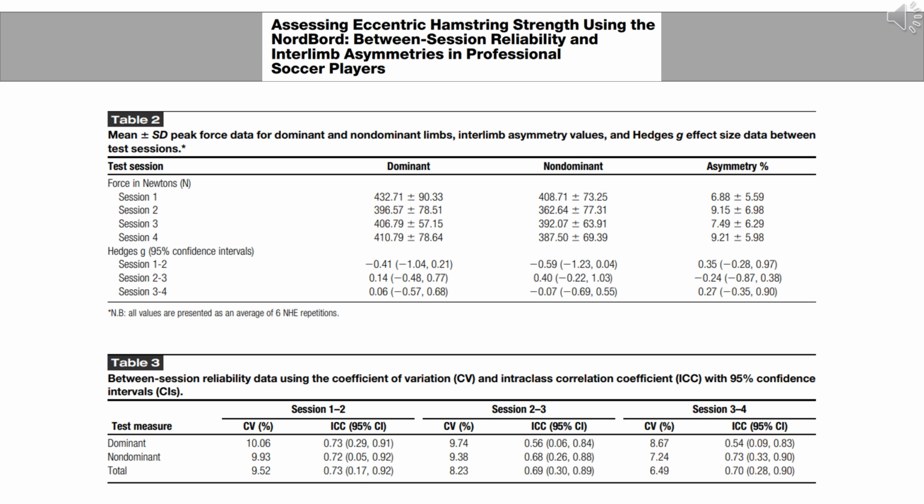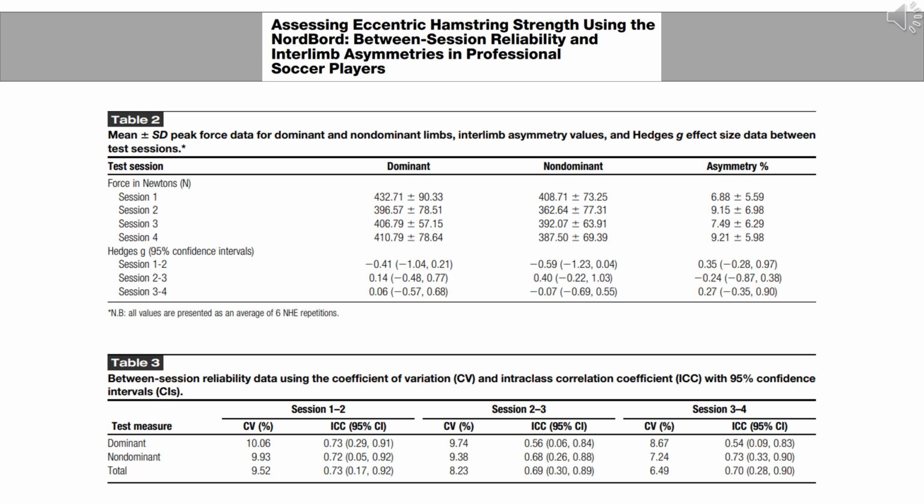If we also look at the reliability of peak force, which is that second table, or table 3 at the bottom there, we've reported coefficient of variation percentage and intra-class correlation coefficients, but we've only reported between session reliability between consecutive test sessions. As you see, we've got coefficient of variation that's ever so slightly elevated on the dominant limb between session 1 and session 2. Other than that, all CVs are less than 10%, which tells us that we've probably just about got acceptable consistency in our data between test sessions.